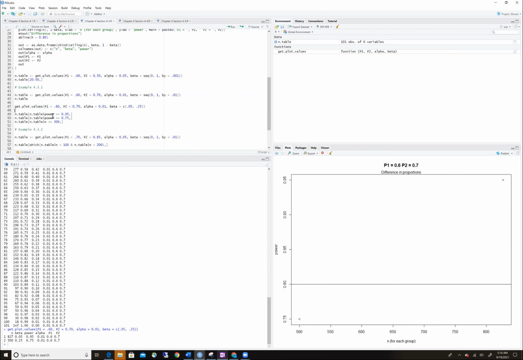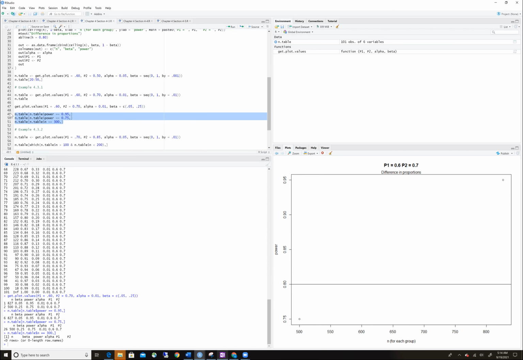Another way to pick off these values would be to say, give me the rows where the power equals 0.95, give me the rows where the power equals 0.75, and give me the rows where I'd have 300 patients per group. These three values would give me the answers that I'm looking for.